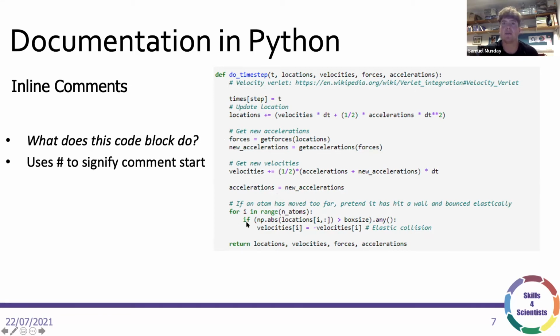We can see here that this for loop, which really doesn't mean anything if we just read it, actually says if an atom has moved too far, pretend it has hit a wall. So now we know what these outputs are meant to be, and we know what the code's meant to be doing.